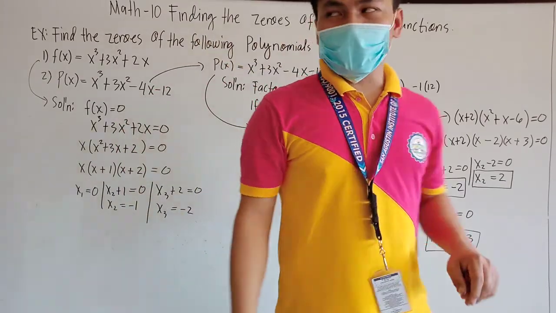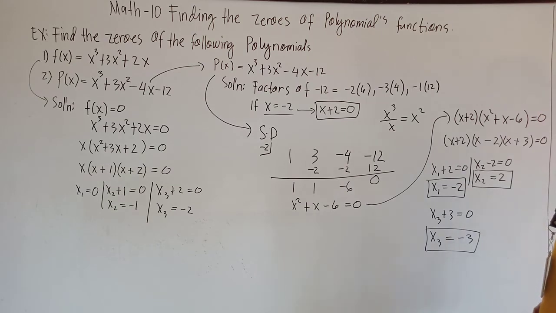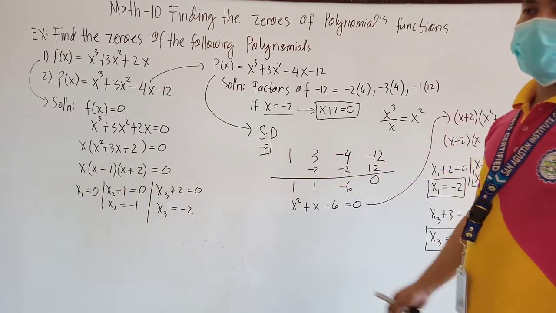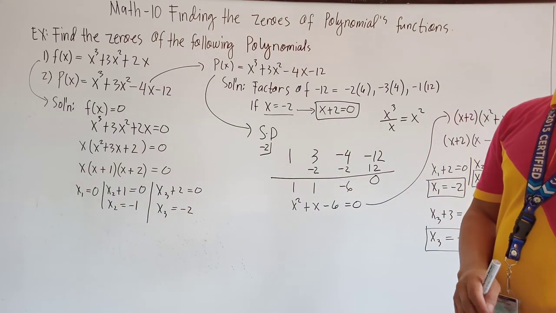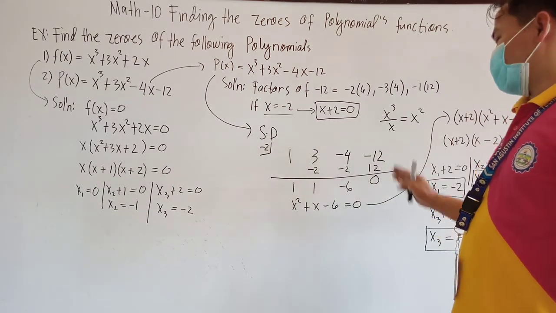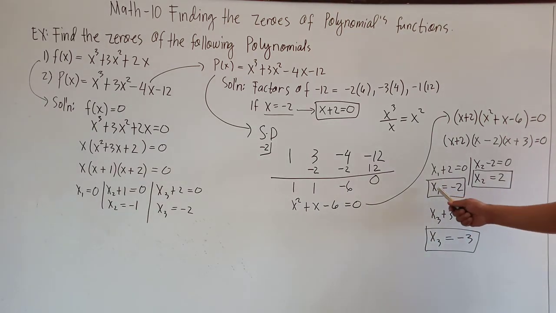I hope that this video will help you in answering your activity, especially in finding the zeros of a polynomial function. You can make use of this concept, synthetic division, or if you prefer to use long division, you can use long division, and you will still get the same answer. As long as you have the same values, negative 2, 2, and negative 3.